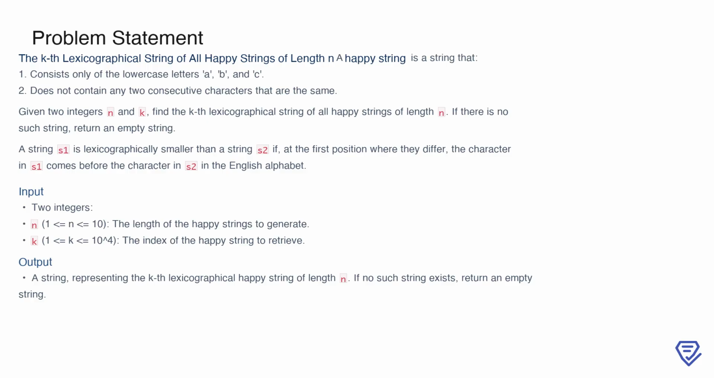Given two integers, n and k, the goal is to generate all possible happy strings of length n, order them lexicographically, and return the Kth string in this order. If k exceeds the total number of happy strings available, we return an empty string. To clarify, a string is considered lexicographically smaller if, at the first differing position, its character comes earlier in the English alphabet compared to the other string.